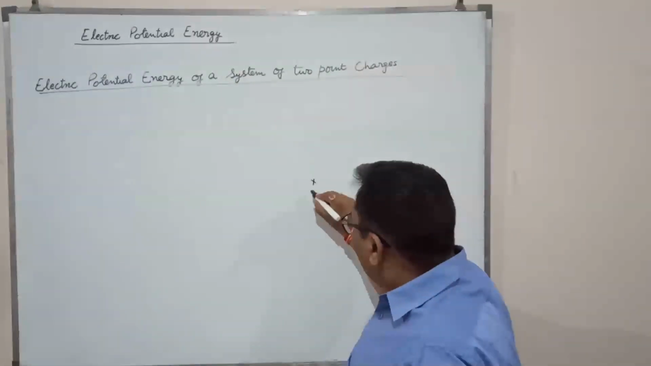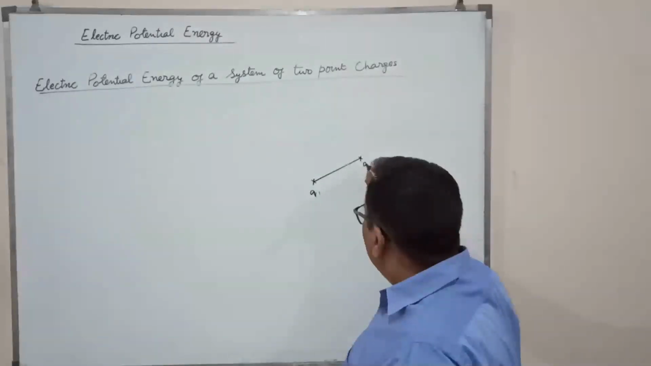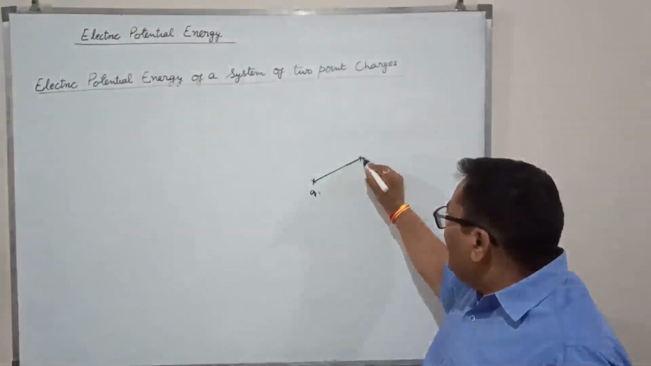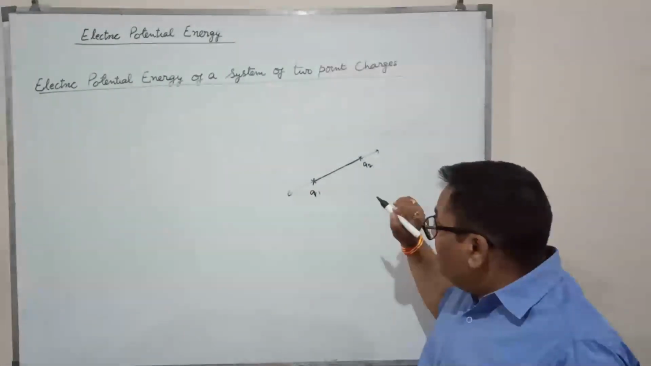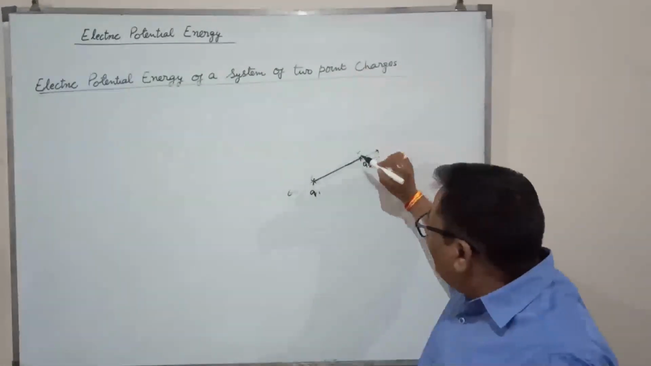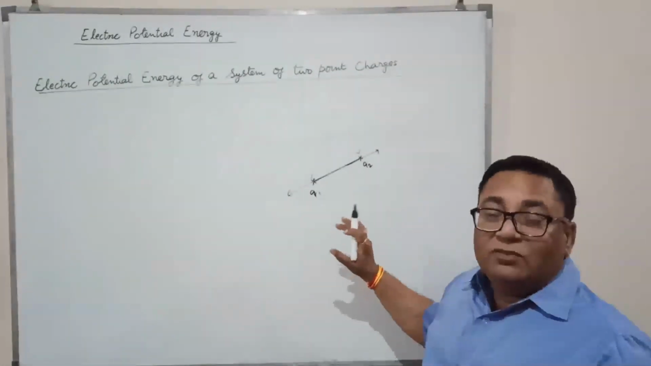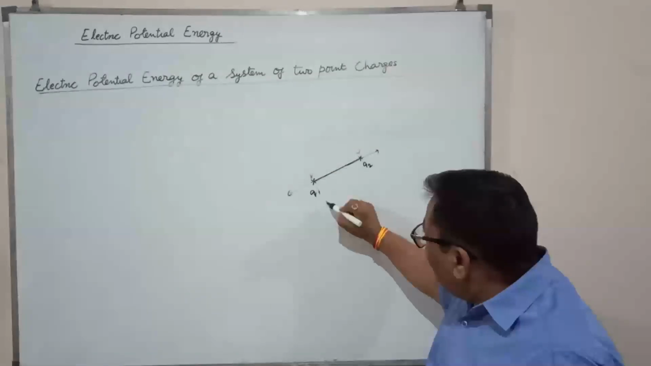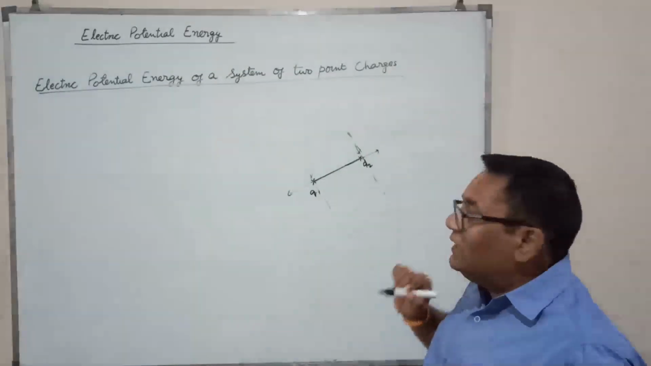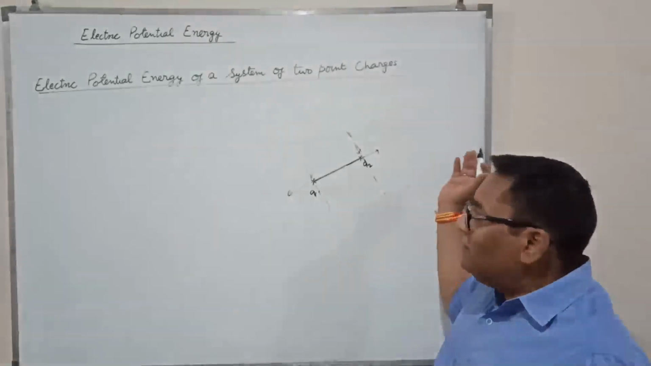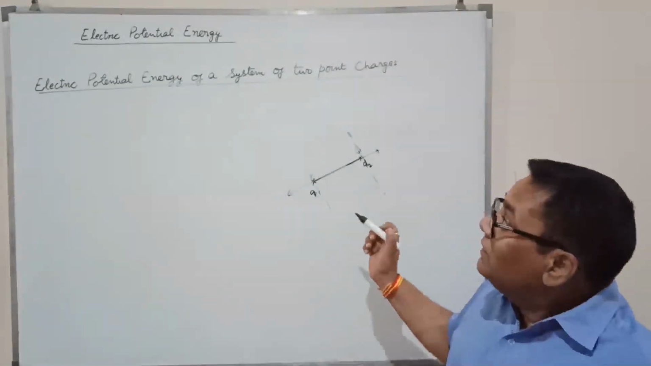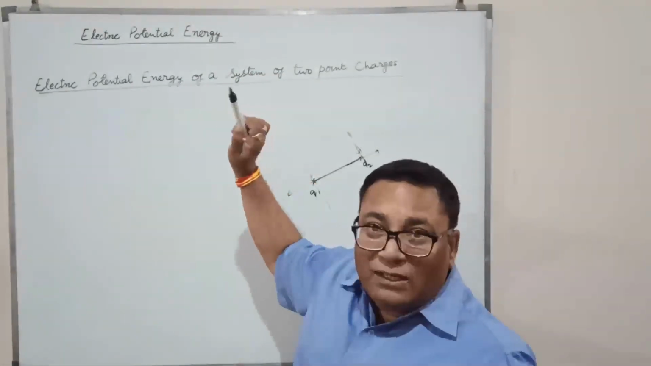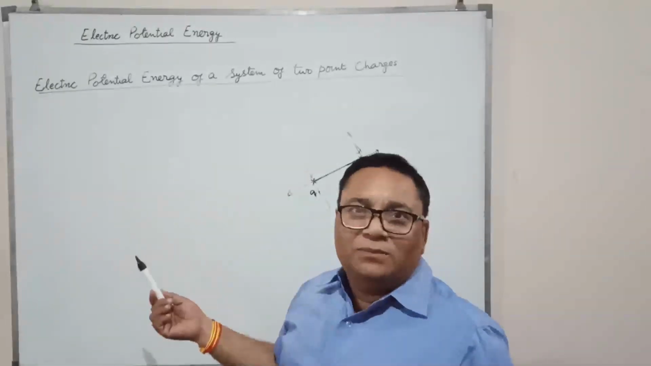Let Q1 be a charged particle and Q2 be another charged particle. Both are positive charged particles. They repel each other, but they are placed at this point and this point. It means there is an energy, force, or work which sets them into their respective positions. Otherwise, they would quit from their positions. Clear? Then electric potential energy means the energy required to assemble a system of charged particles.